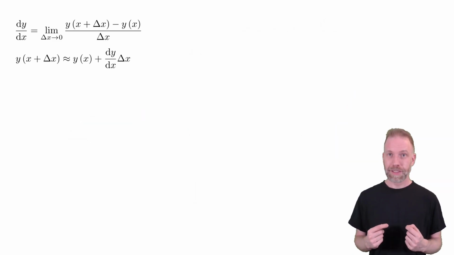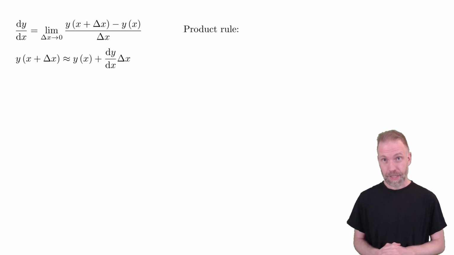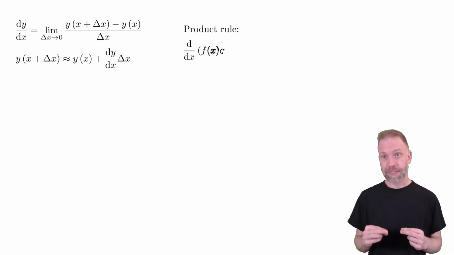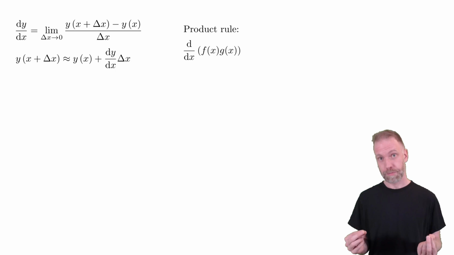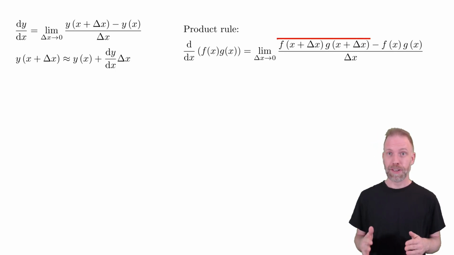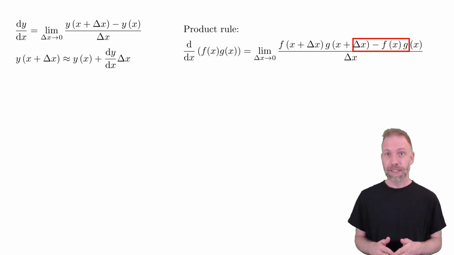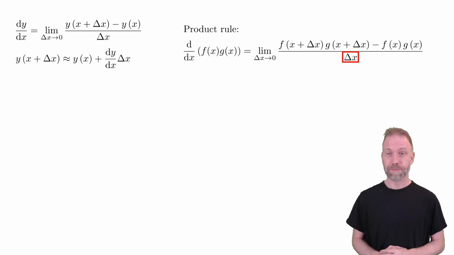Let's apply this result by deriving the product rule for differentiation. Take the derivative of f of x times g of x. The definition of the derivative states that we should first input the function value at x plus delta x, then subtract the function value at x, and divide the result by delta x.